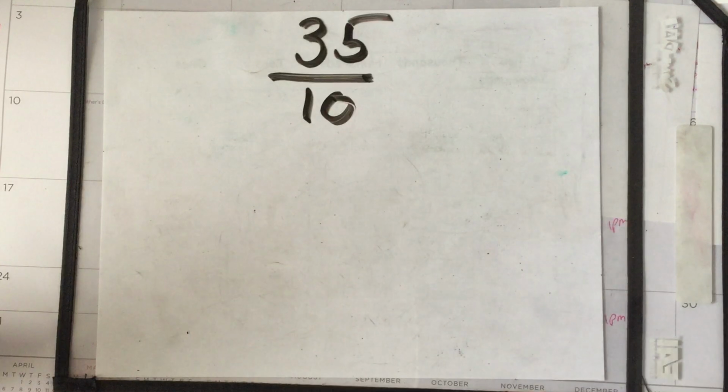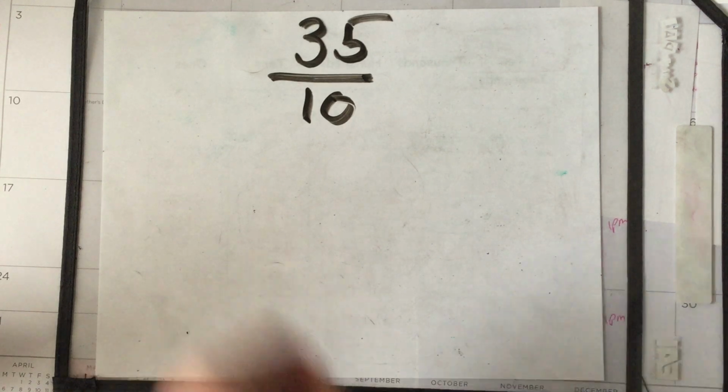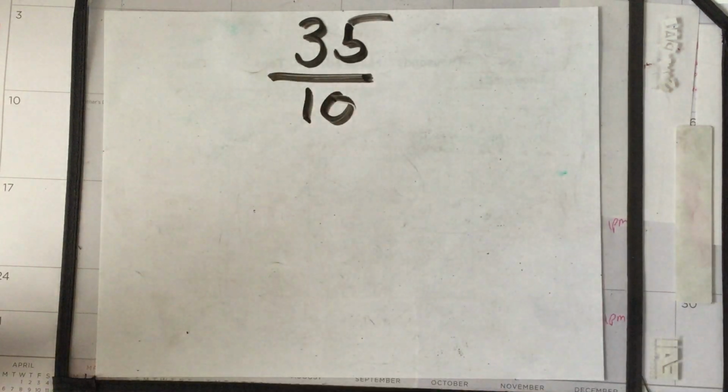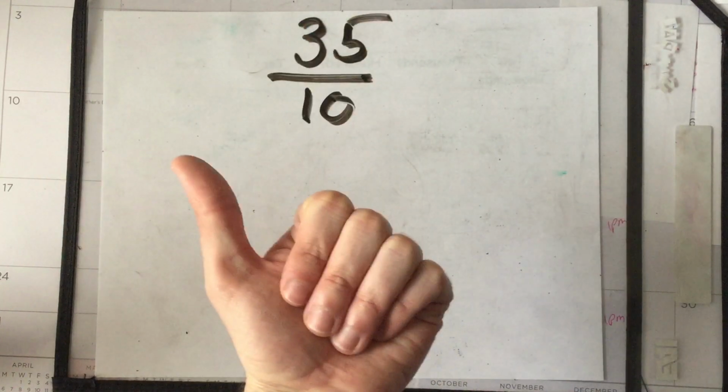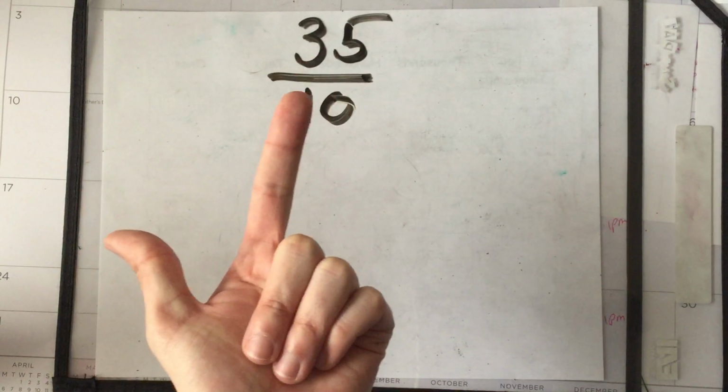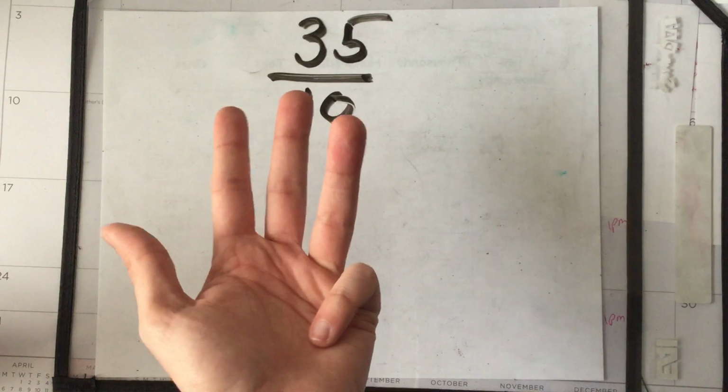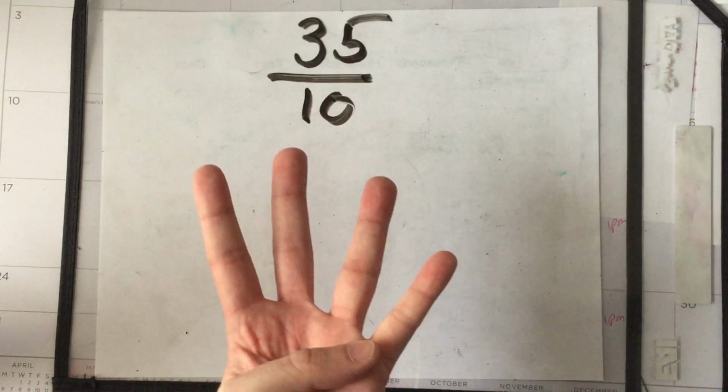Because my unit is tenths, I know that it's going to take 10 pieces to put one whole complete thing together. So I'm going to skip count by tenths until I get past my 35 to see what whole numbers I'm going to fall between. So let's see here. 10 tenths, 20 tenths, 30 tenths, 40 tenths. Oh, I went over. So I know I'm between the whole number 3 and the whole number 4.